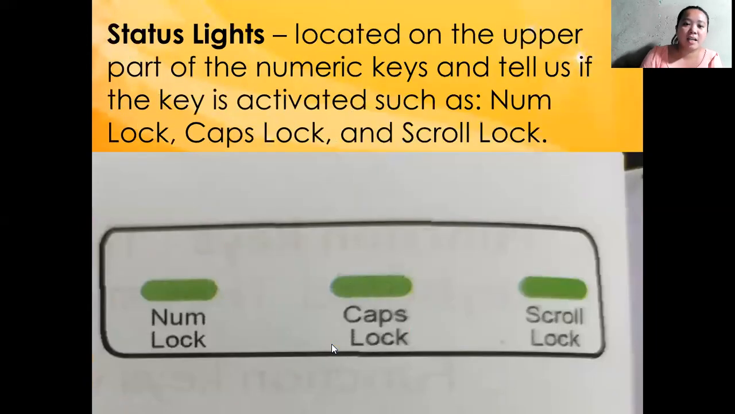Okay po? Next, we have the status lights. The status lights are located on the upper part of the numeric keys and tell us if a key is activated, such as num lock, caps lock, and scroll lock. If it is activated, it will color green. When you click the num lock, it's activated, so the numbers are locked. The caps lock makes everything capital. Then the scroll lock. And if it is activated, it will color green.